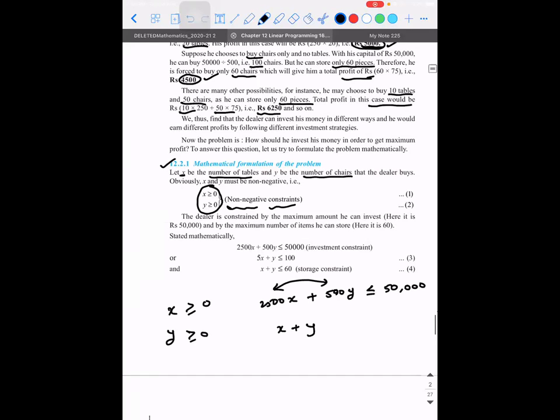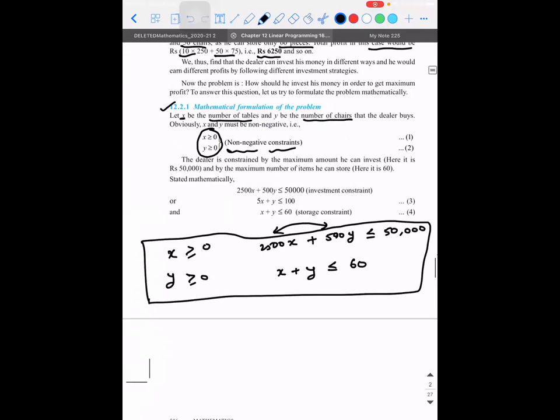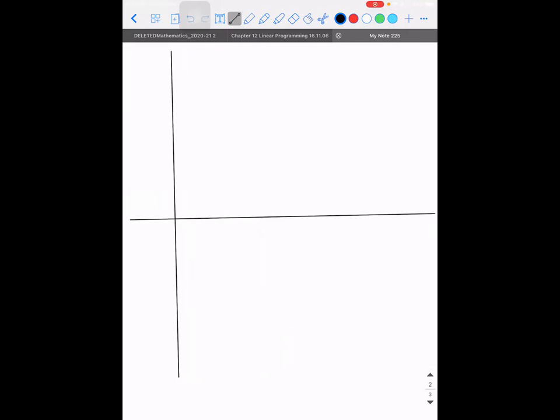Similarly, the sum of the number of tables plus number of chairs should be less than or at the max equal to 60. When I say at the max, it is less than or equal to. So these are the four equations we have in our hand for which we can actually draw the graph now, right? So how can we draw the graph? I'm taking it here because x is greater than 0, y greater than 0 means it is restricted to first quadrant, right? So what are the inequalities we have in our hand?